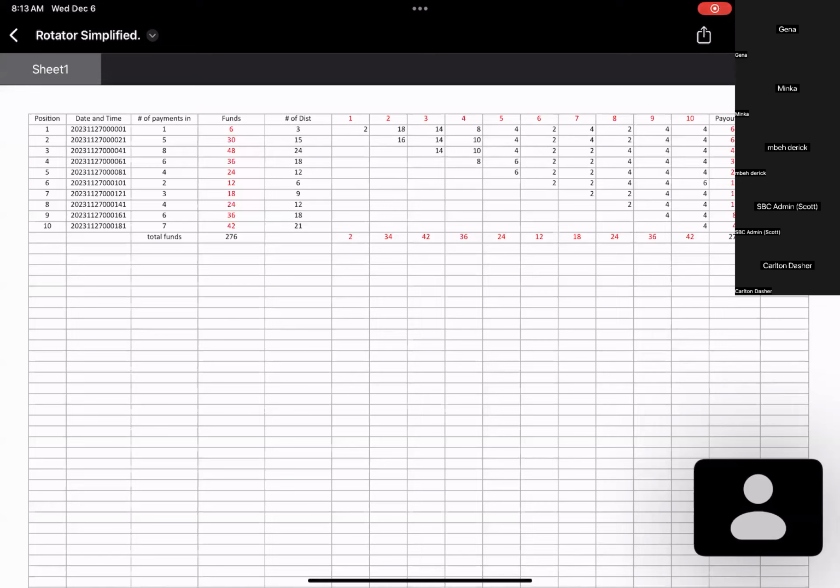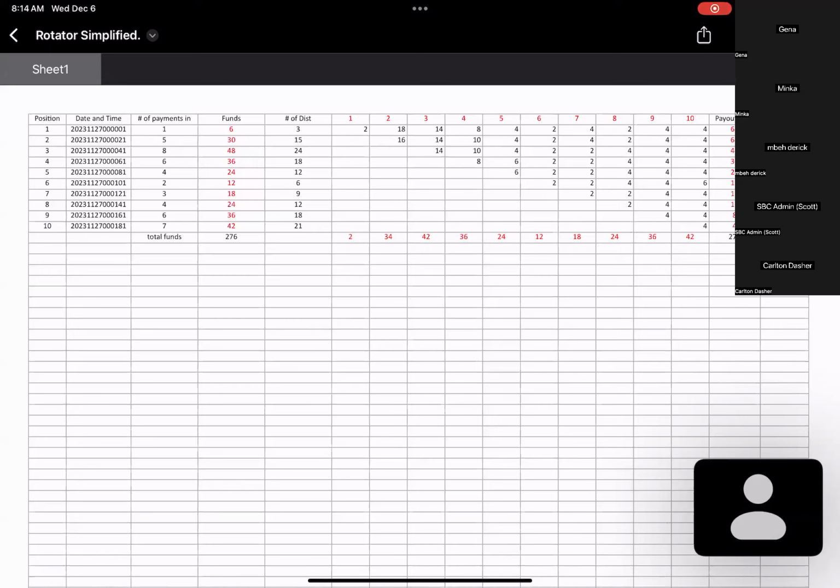It's assuming that there are 10 positions, so 10 qualified members. So 10 rounds of the rotator are going to run when payments are being made. So in our number of payments that came in, we've got the date and time. This is assuming that the time between the first payment and the second payment that qualifies you for the rotator. 5 payments have come in, 8 payments have come in, 6 payments have come in, 4 have come in. And then this shows the available funds.